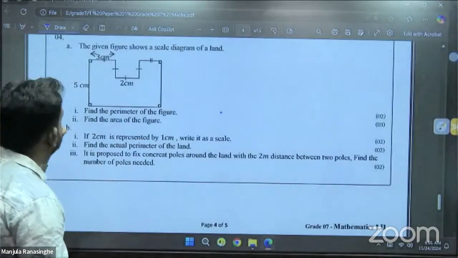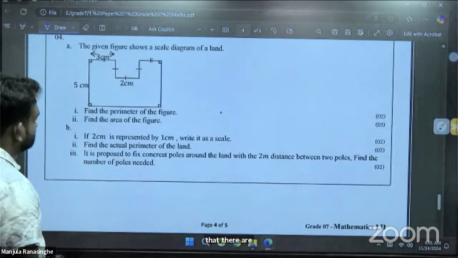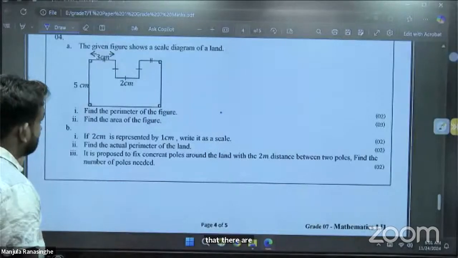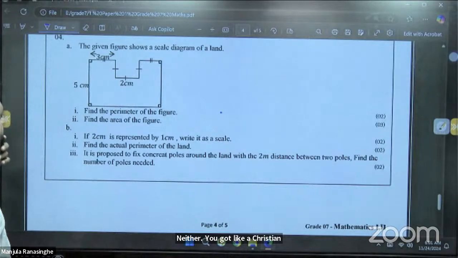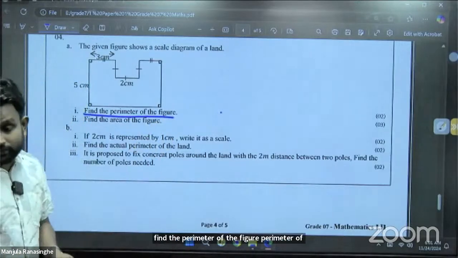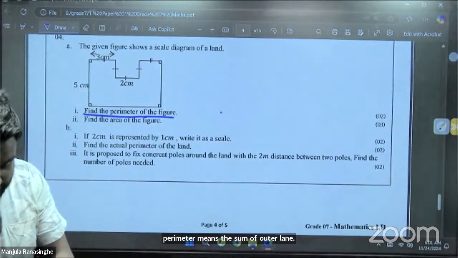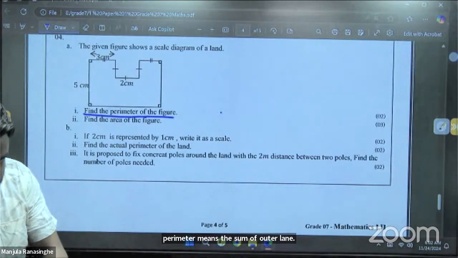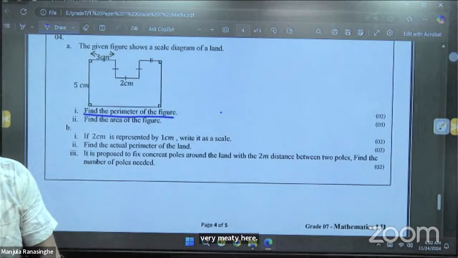There seems to be a small mistake here, in the question about the scale diagram of a land, 1 meter to... You got a question bit incorrect. How will you check? Find the perimeter of the figure. Perimeter means the sum of the outer lengths. We will check the perimeter here.